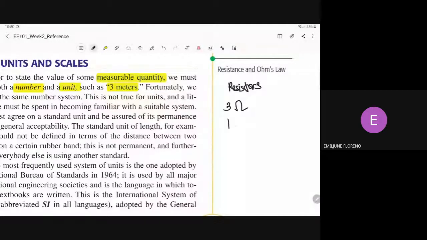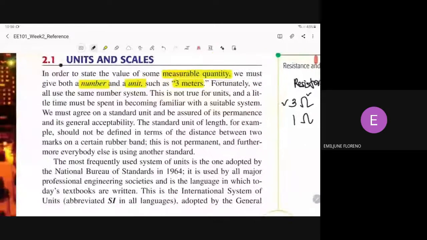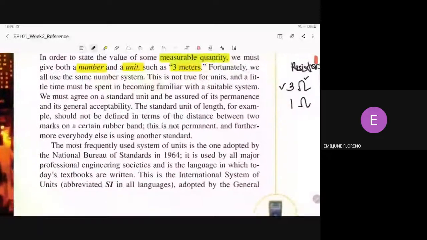You could also have 1 ohm. So you need to indicate the unit and the number. We have the number here and we have the unit here. This is the symbol for ohms. So that's the importance of units and scales.